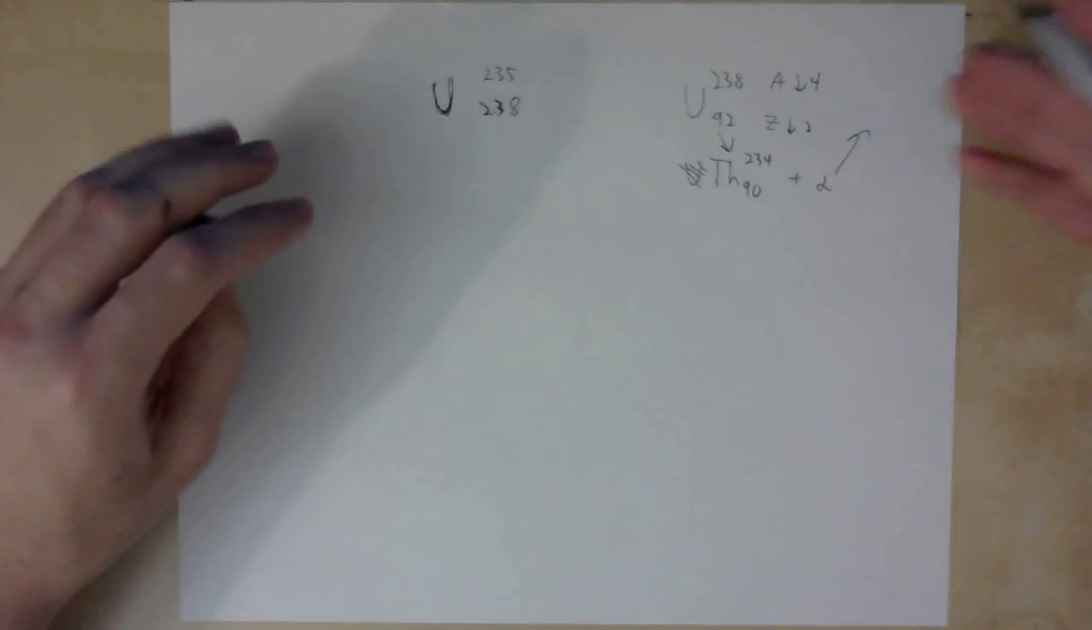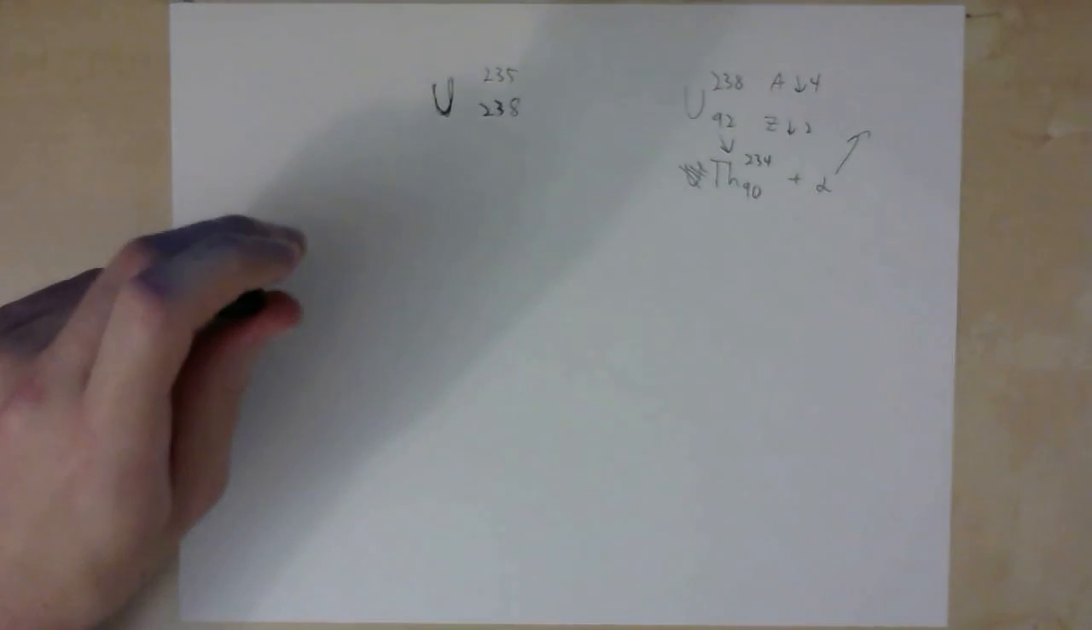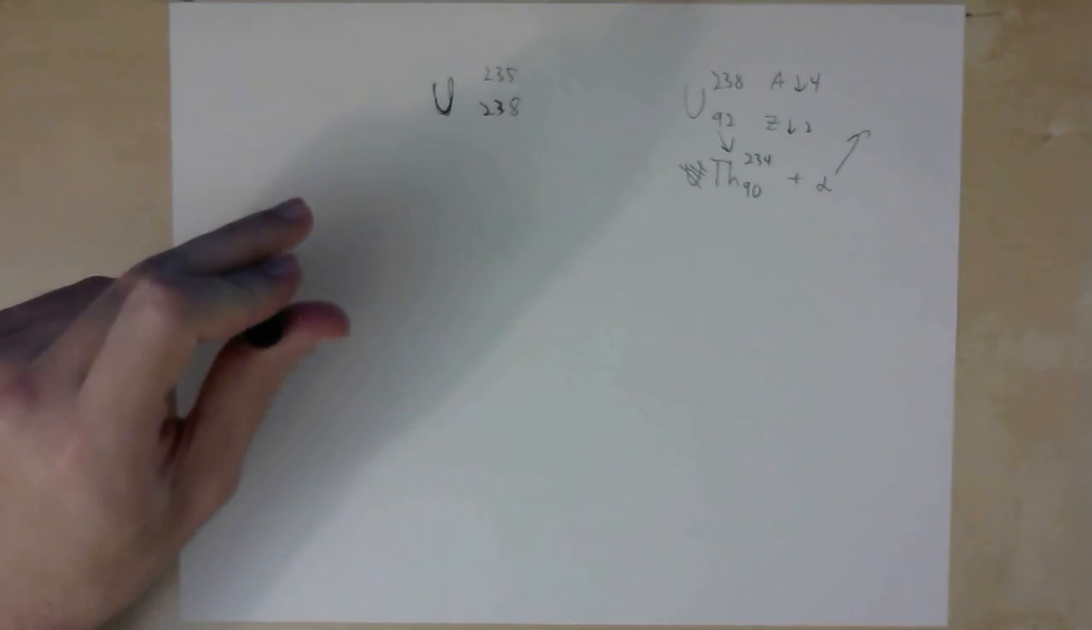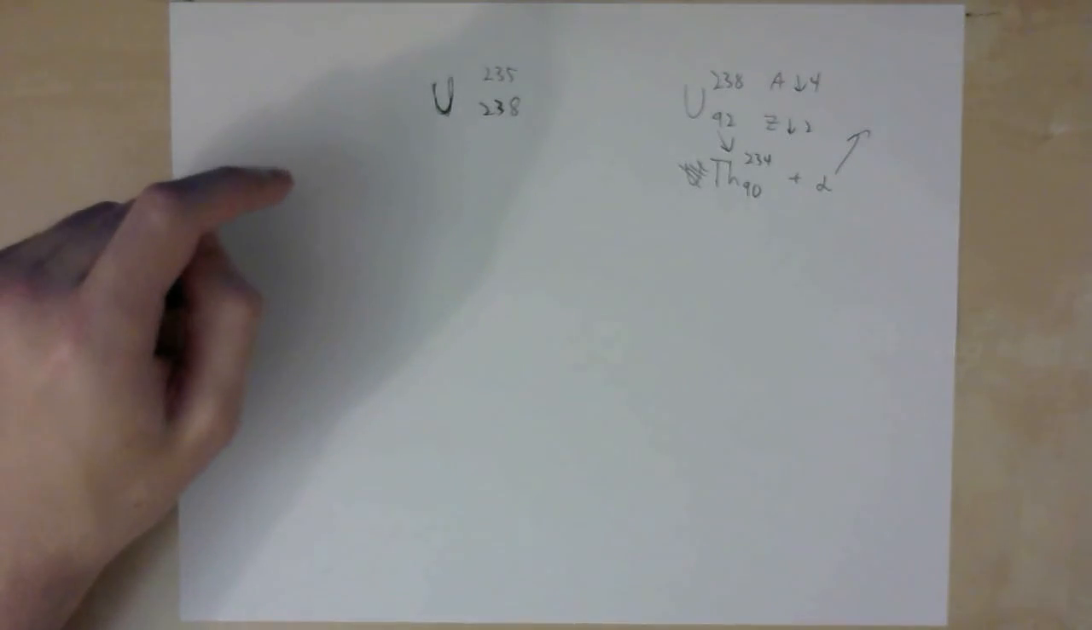You might get a gamma or some neutrinos to accompany that, but probably just the alpha. I'm not sure about the gamma part there.